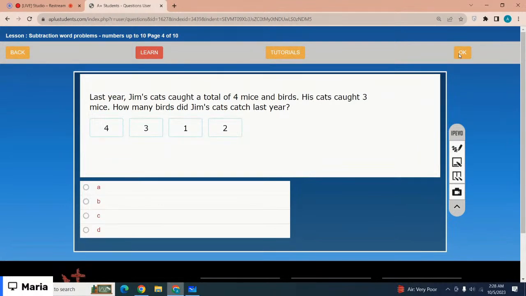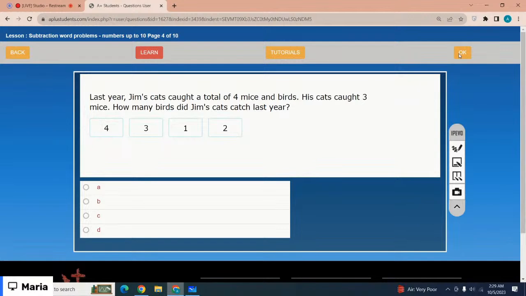Okay, last year Jim's cats caught a total of 4 mice and birds. His cat caught 3 mice. How many birds did Jim's cat catch last year? So the total of the mice and birds was 4, right? And 3 of them were mice. You need to calculate how many birds it caught, right?